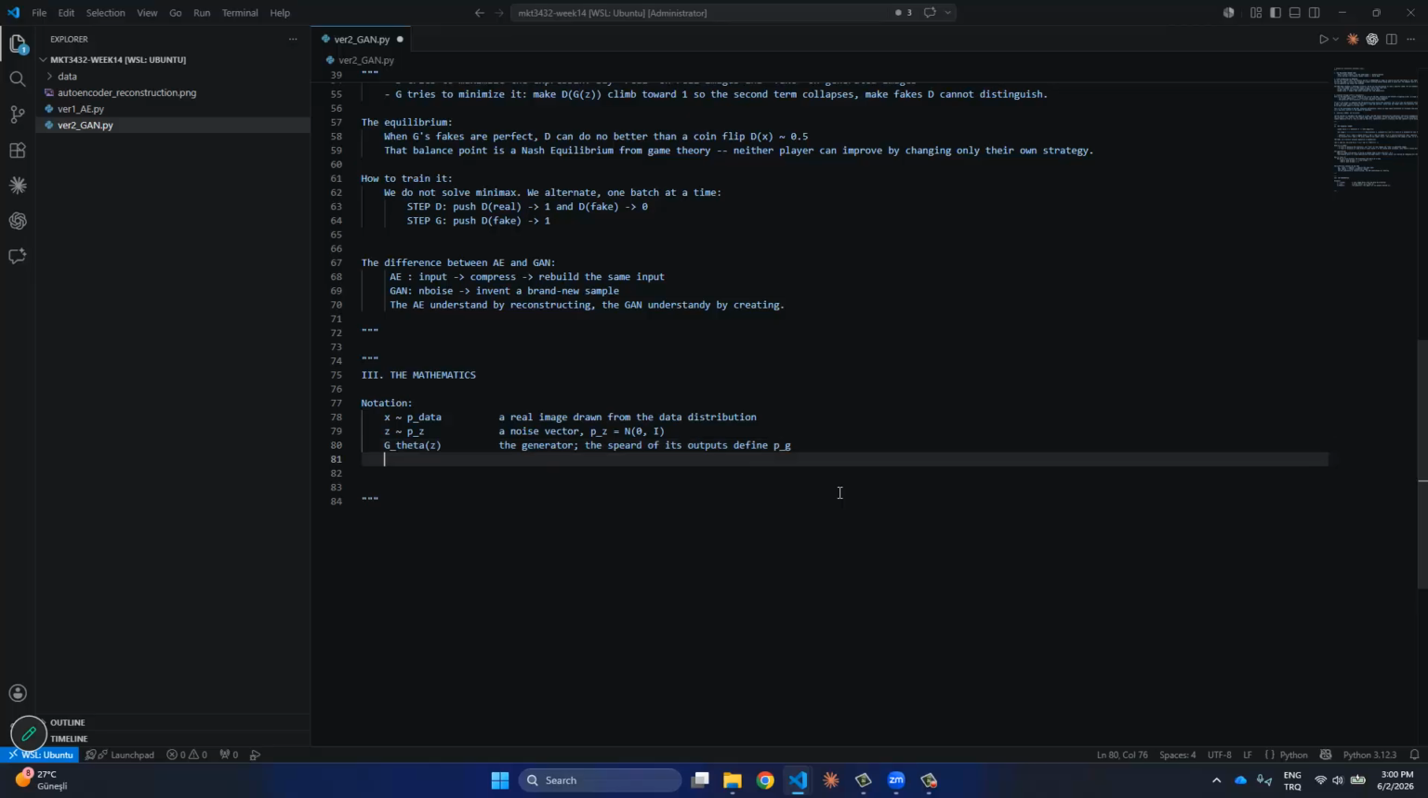defines PG, and also the phi should be given in here in terms of the discriminator, which means that phi of x is in 0 and 1. This all the time checks whether it's real or fake. So first of all, we should define the value function, which means the minimax game.